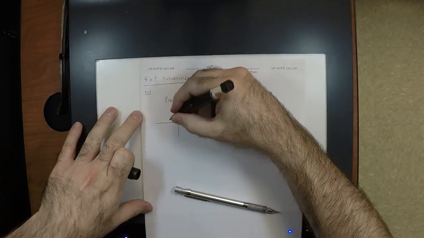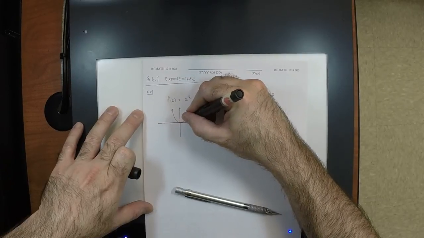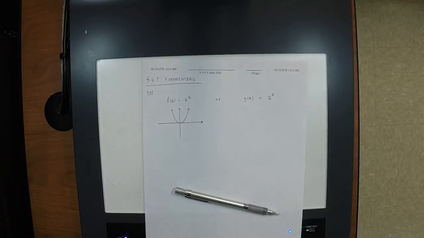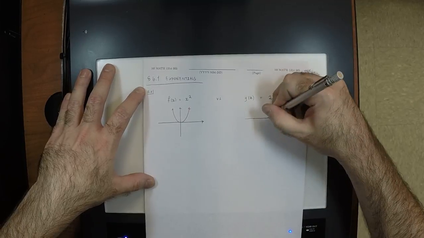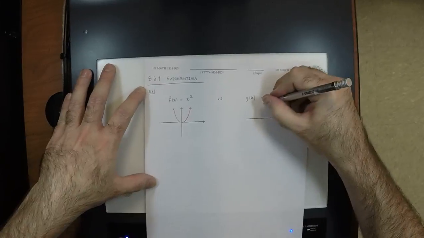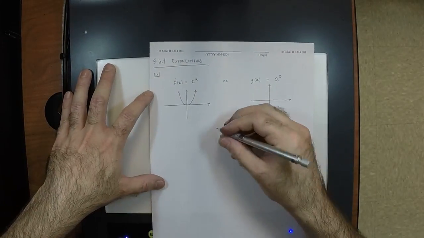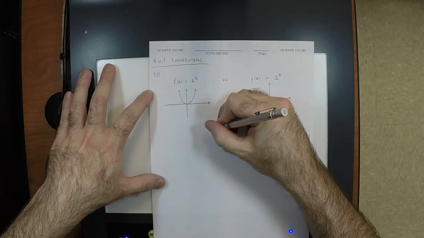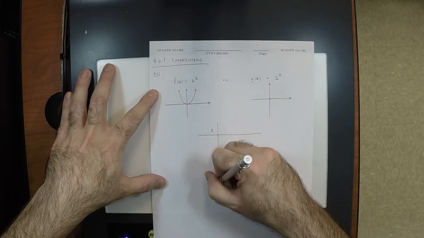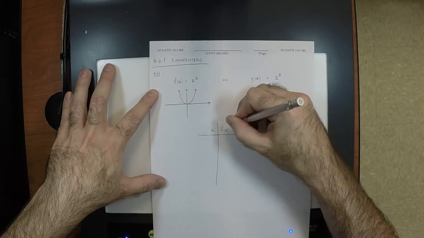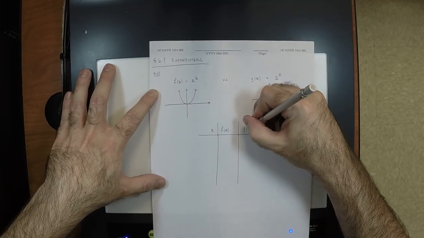As a plot, it looks like this. So I'm going to leave a spot here for a moment. I'm going to draw what this one does. Okay. But before we do that, let's make a little table. So how about x, f of x, g of x.